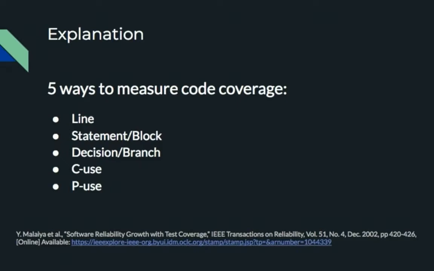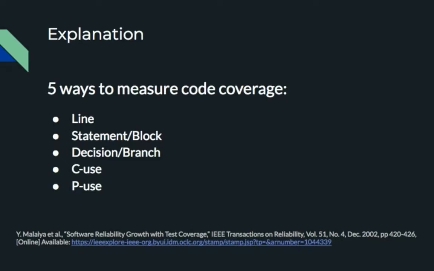First, we have line coverage. This is the simplest way to measure coverage, and it's simply the percentage of lines of code with an associated test. Next, we have statement or block coverage. A block of code would be a grouping of lines of code that allows multiple declarations and statements to be viewed as one statement. In many languages, a block is contained within curly brackets. Block coverage would be the percentage of blocks with an associated test.